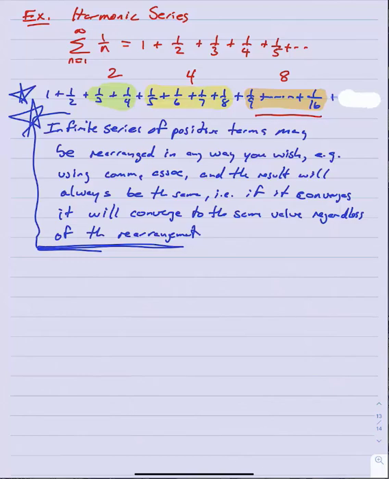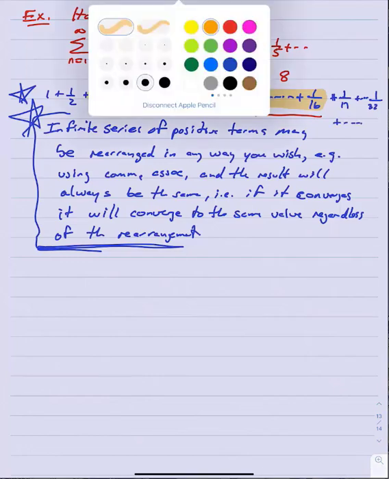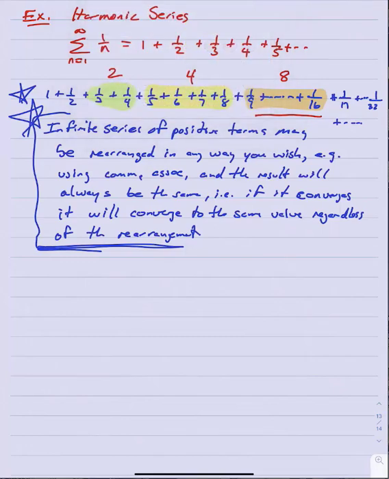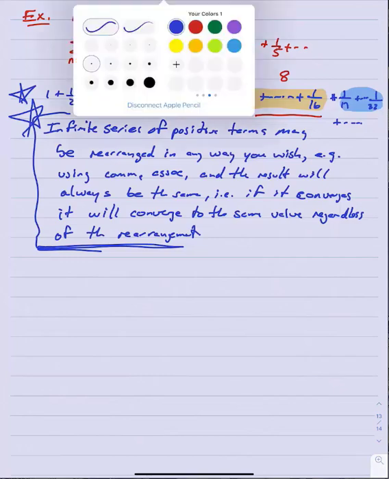If I filled in one more for you here, so let's say I had plus dot, dot, dot. So obviously the next one after 1/16 would be 1/17. Let's say I went up to the next term that has a denominator which is a power of 2, which is 1/32, plus dot, dot, dot. Let's make that a blue block. If you count those up, you'll see there are 16 terms in that block.